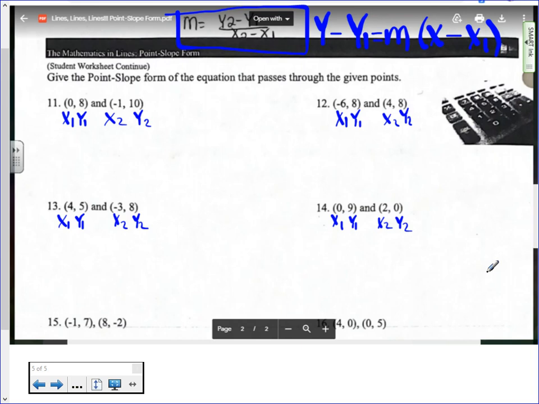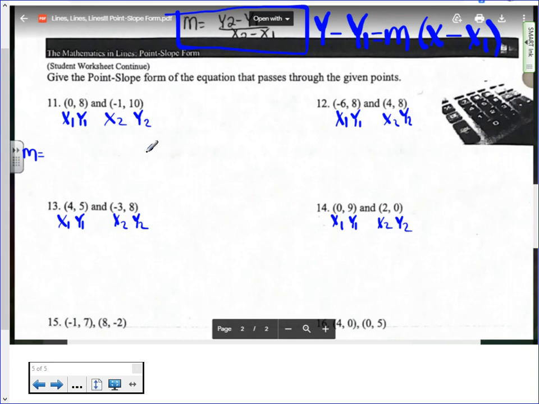What we're going to do first is find the slope on all of these. And that's that formula that I already had written on the back page for you: y2 minus y1 over x2 minus x1. We have to find the slope in order to do the rest of the problem. So we're going to find the slope on all 4 of the problems before we do anything else.